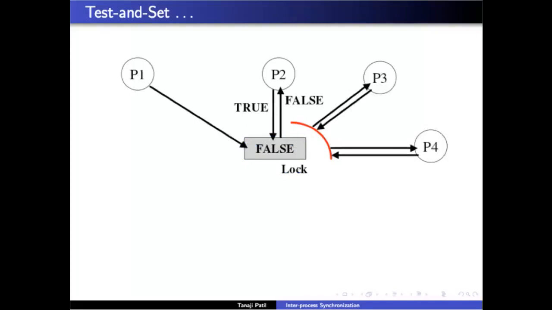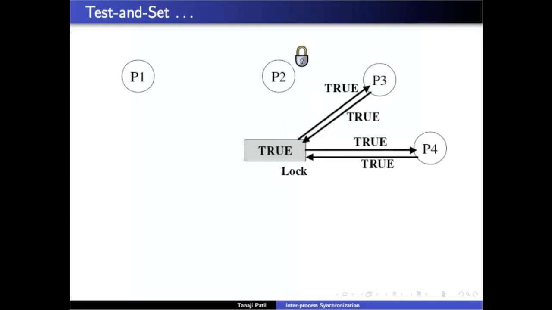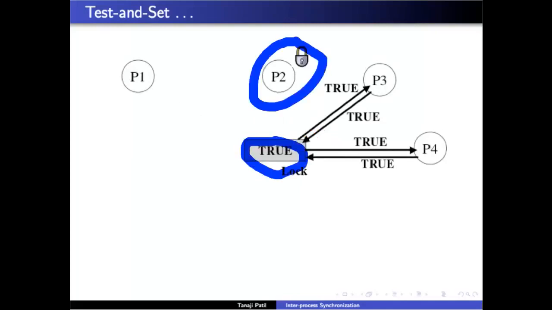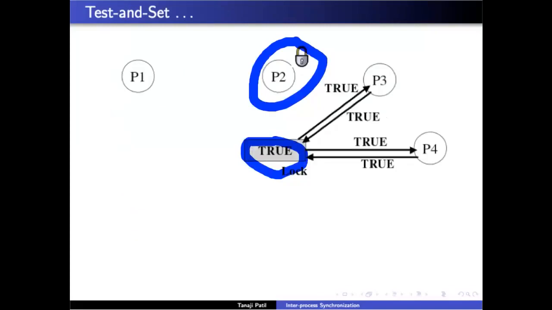So P2 will acquire the lock and P2 will update this value to true. Say P2 updated the value of this. So the lock is with P2 and then the lock is true. The same thing happens with P3 and P4. They will come to know that the value of this lock is true. That means somebody else is using it. That is the overall idea of test and set.